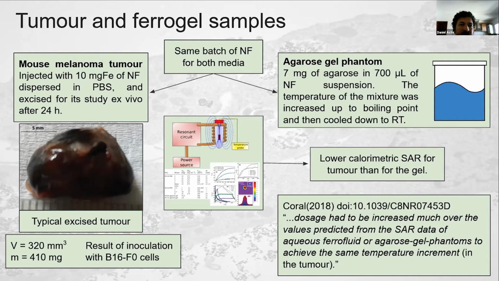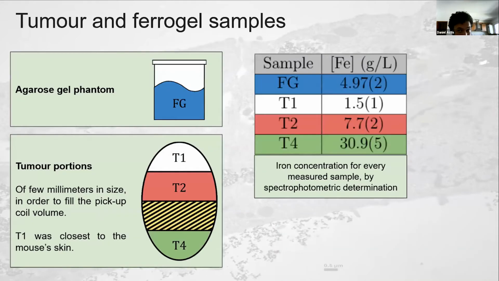Well, so they allowed us to work with one of these tumors and the agarose gel phantom, and we cut the tumor in 4 sections in order to fill the pickup coil volume. The one was closest to the mouse skin, and the others were below. T3 was sorely damaged during measurements, and after the electromagnetic SAR measurements, we were able to determine iron concentration for every measured sample by spectrophotometric determination.